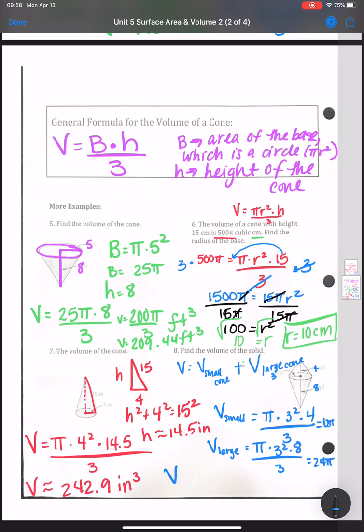So the volume altogether is 12 pi plus 24 pi, which equals 36 pi. And our units are in yards, so this is yards cubed. Or if you wanted to put that in the calculator to approximate it, that would be about 113.1 cubic yards. So that is how we find the volume of pyramids and cones.